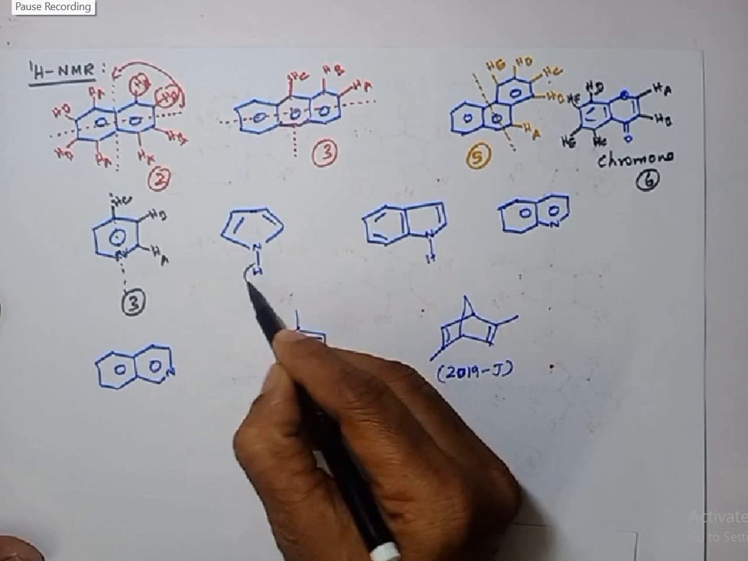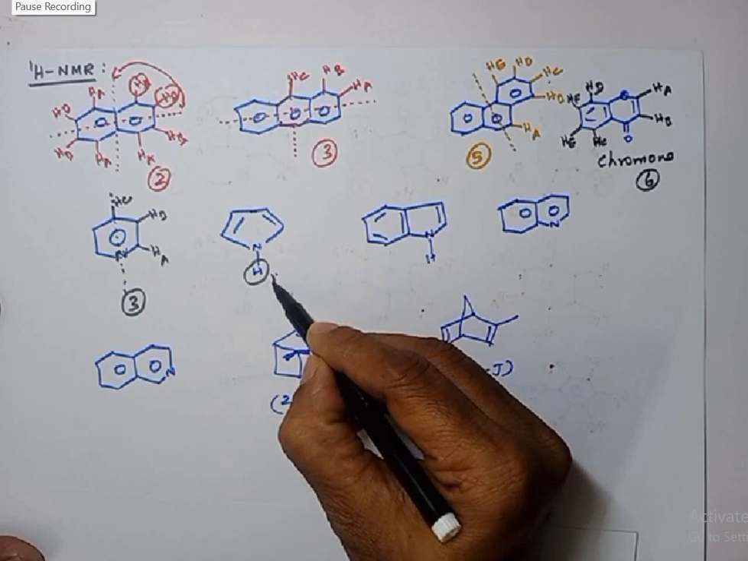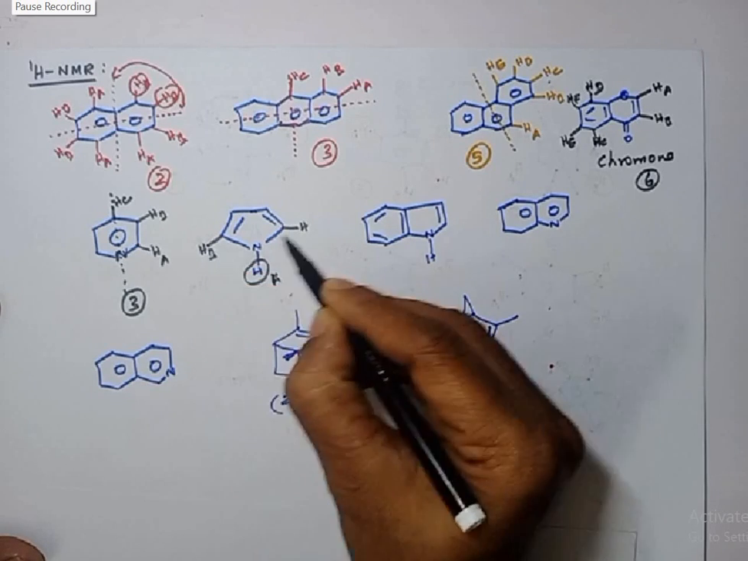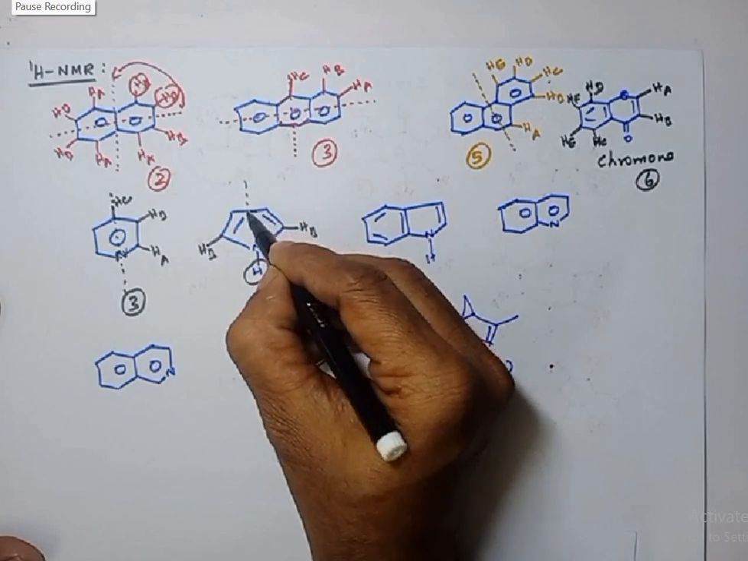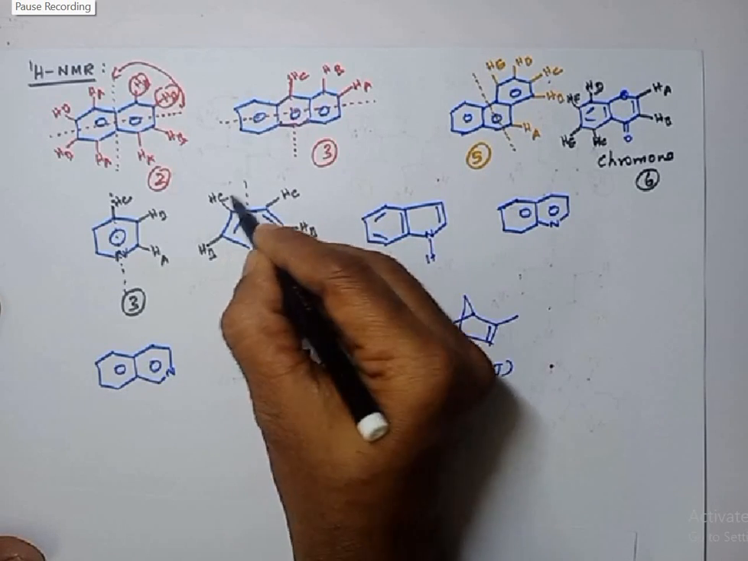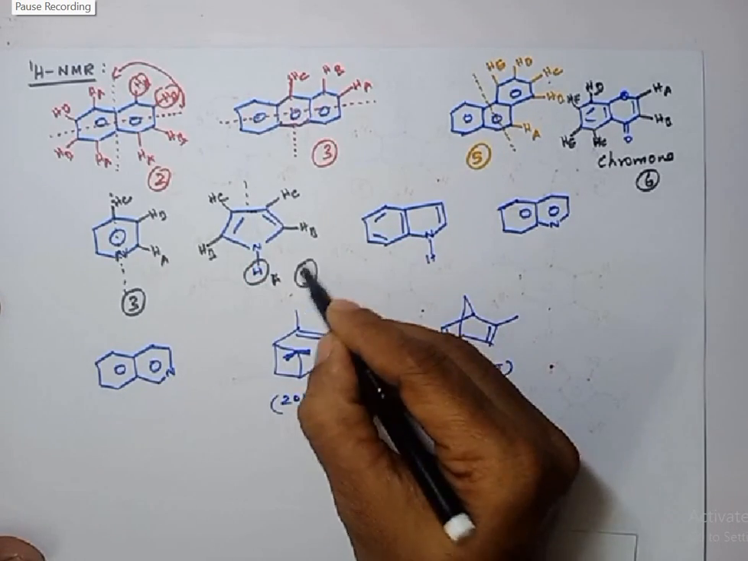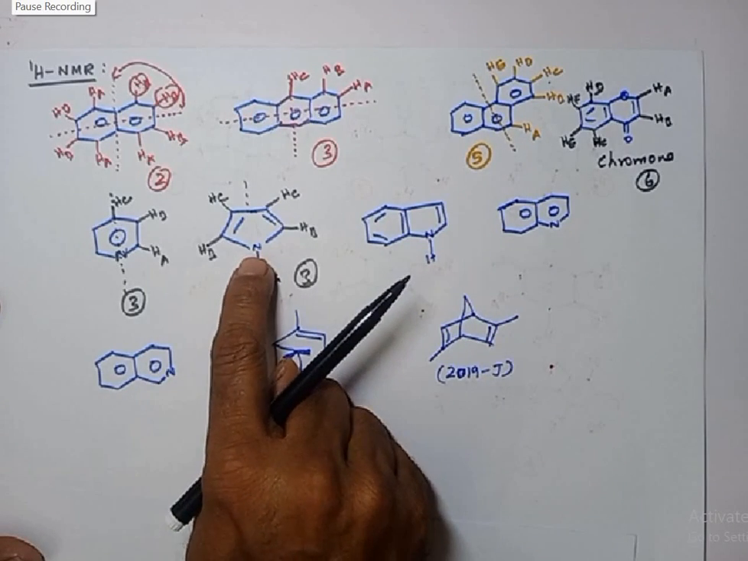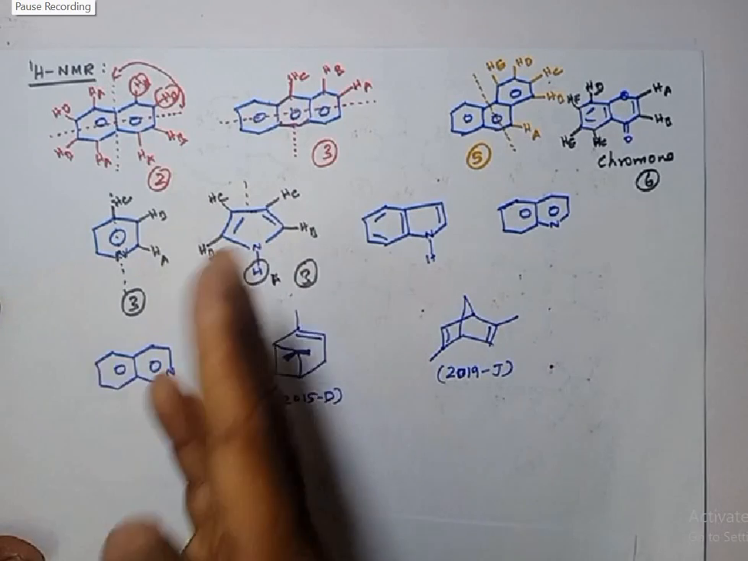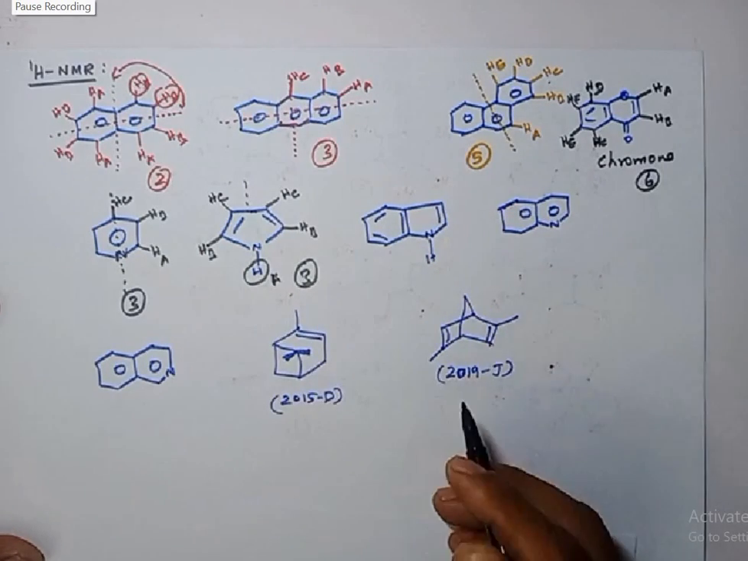In pyrrole, yes, this hydrogen will give one signal, HA. Let me take this HA. And these 2 hydrogens are equivalent, HB, you can take plane also. Okay. And here, this hydrogen HC and this hydrogen also HC. So we get 3 signals for this compound called pyrrole. Pyridine will give 3 signals. Pyrrole also will give 3 signals in the proton NMR spectrum.